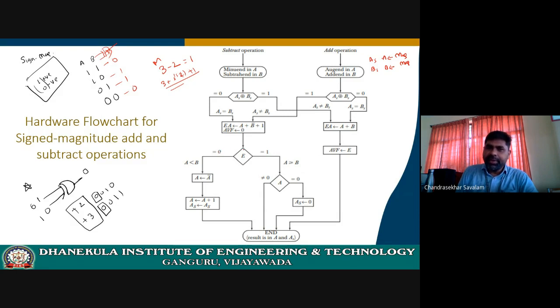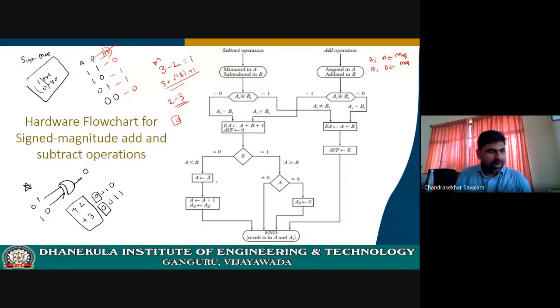Second case, if the carry register contains 0, no carry. No carry means probably B is greater, A is smaller. That means A is less than B. Suppose you are going to do 2 minus 3. In this case, you are not going to get the carry. Carry is 0. So in that case, you need to take the 2's complement of the result again, and you need to attach a minus sign.